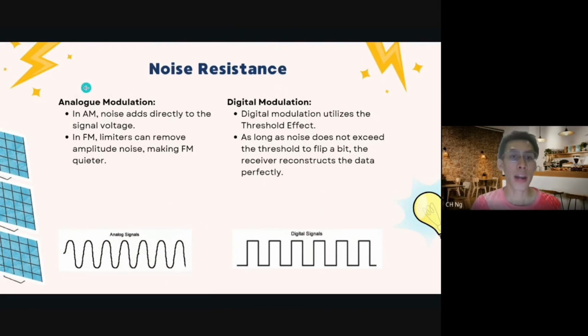Noise resistance. For analog modulation, noise adds directly to the signal voltage, and FM limiters can remove amplitude noise, making FM quieter. Whereas digital modulation utilizes the threshold effect. As long as noise does not exceed the threshold to flip a bit, the receiver can reconstruct the data perfectly.